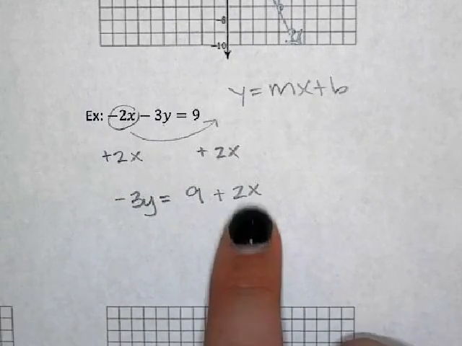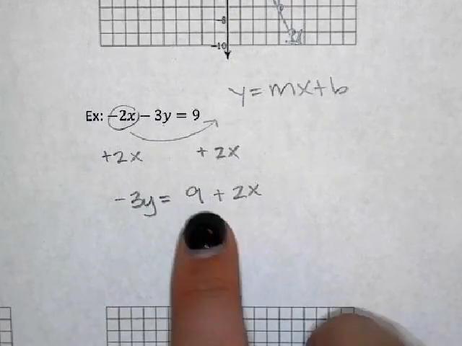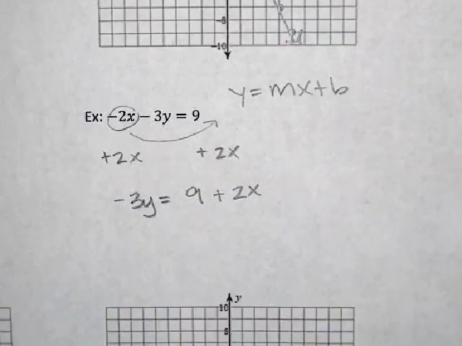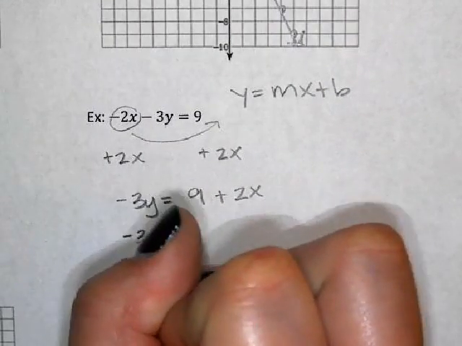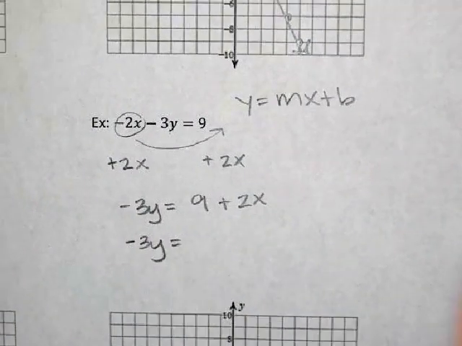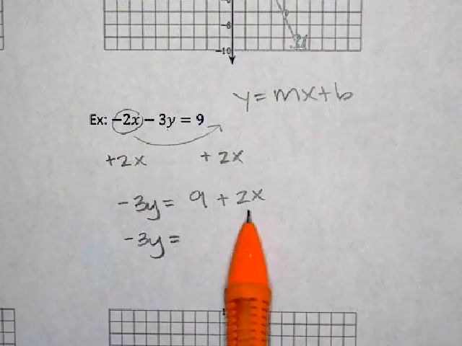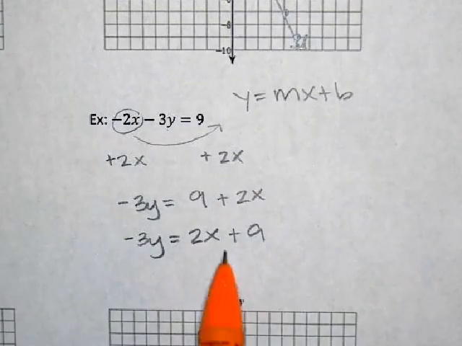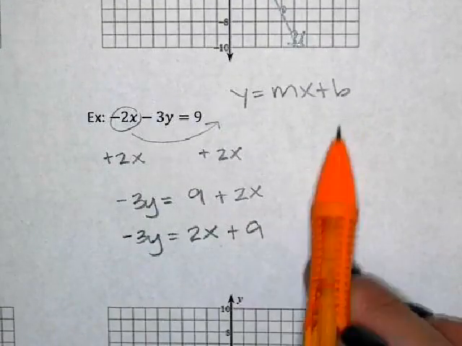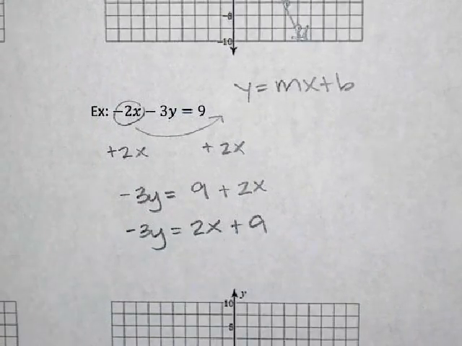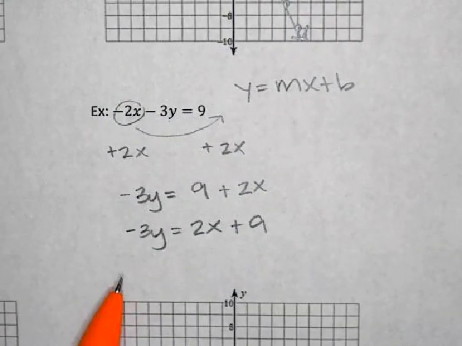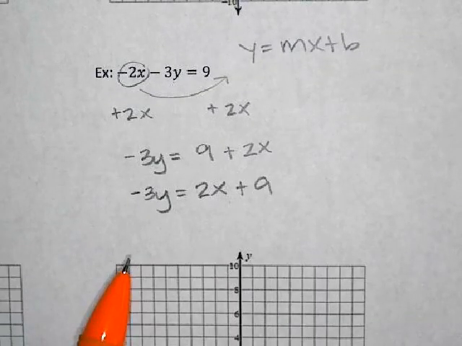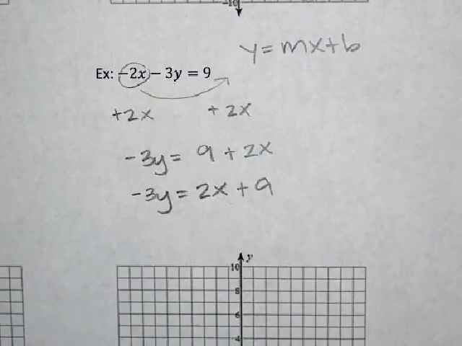We do want a plus 2x. Do we want them in this order? No. So what should I do? 2x plus 9. So I want this because I want it to match what I'm used to. I don't want to confuse myself by having things backwards. Okay, and then what do I need to do next? Divide by negative 3. Okay, go ahead and do that step.